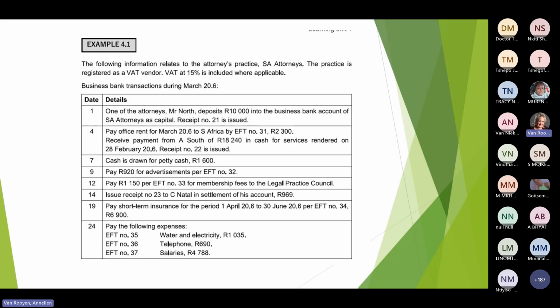On the 12th, we paid 1,150 Rand for membership fees to the legal counsel. Is it money coming in or going out? Out. Bank account? Credit. Which account are we going to debit? Cash payments journal. Okay. And which general ledger account?